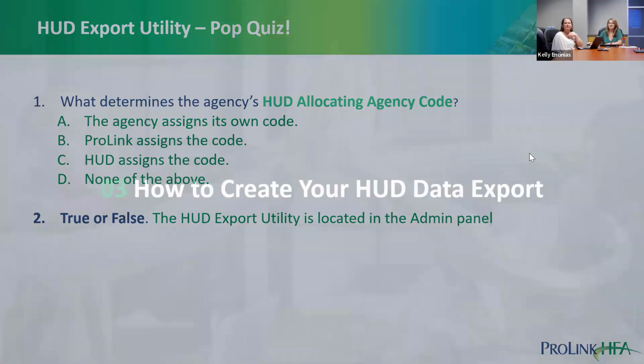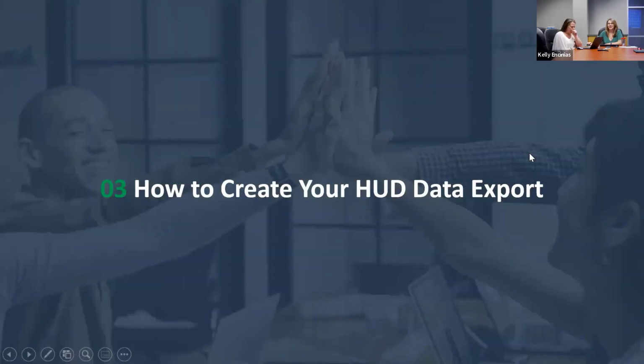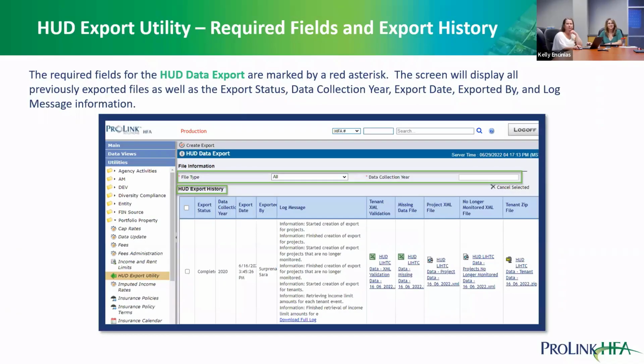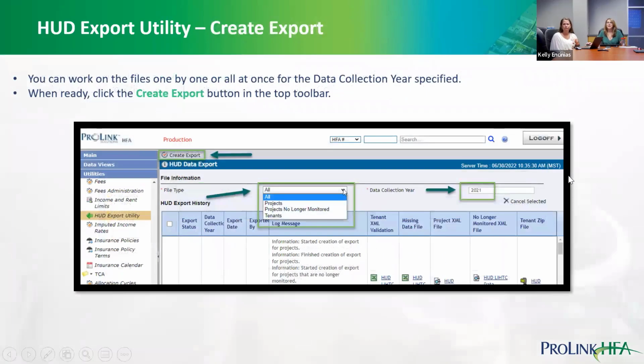So let's see what our next slide is. How to create the HUD data export. And this is the easy thing because it's just pushing buttons. When you actually want to generate the files and you go into utilities, like all the other screens on ProLink, it's going to have your file type that's required to export the file. And it's going to be marked with a red asterisk, as well as the data collection year. And that's going to be your 4-digit year. Then it's going to display the export history below that. And we'll briefly go over that in a moment.